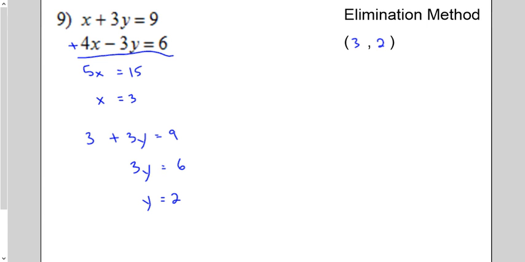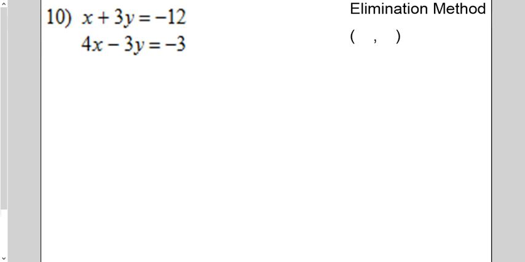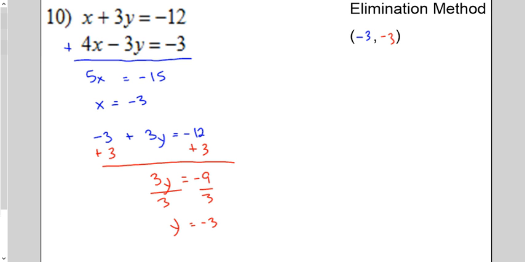Here's number 10. Hey guys, be careful right here. -12 plus -3 is -15, so be very, very careful. X equals -3, so now we need to substitute that in. And y equals -3 also.